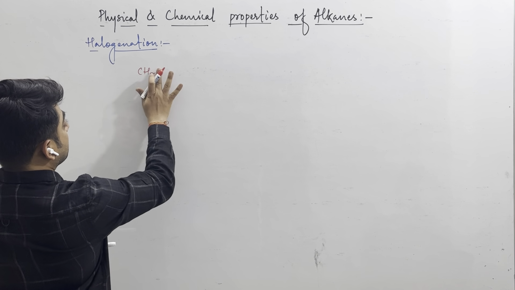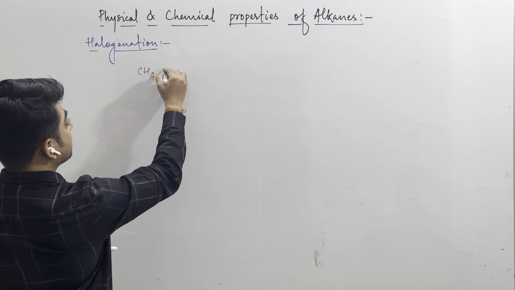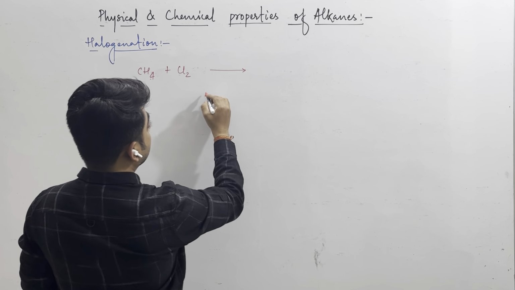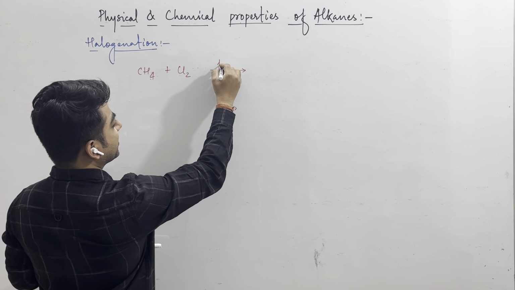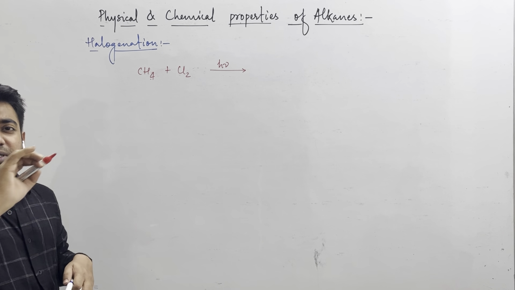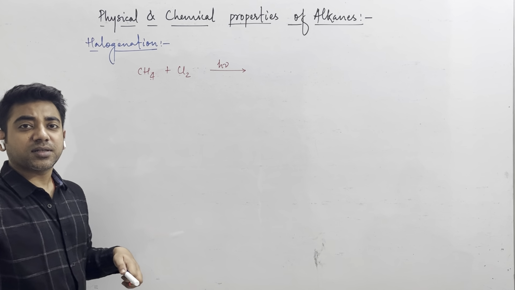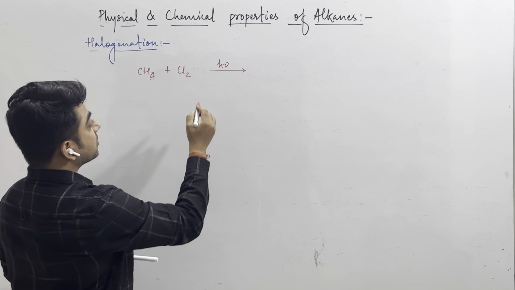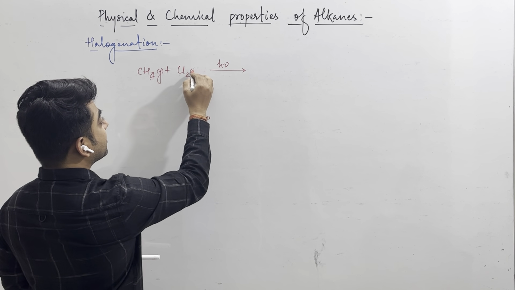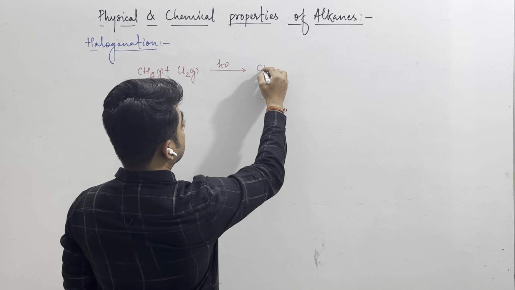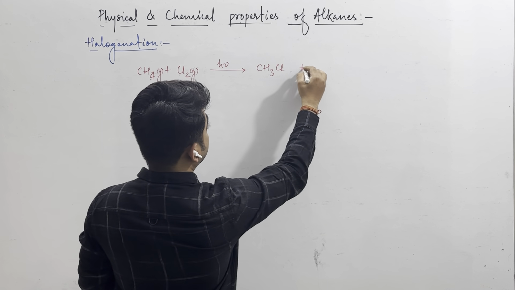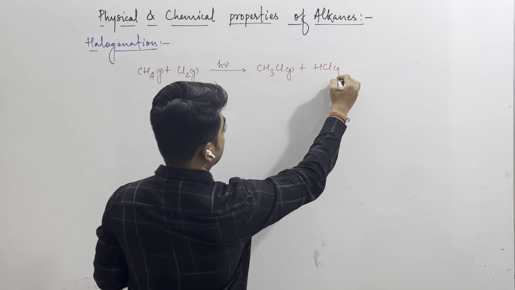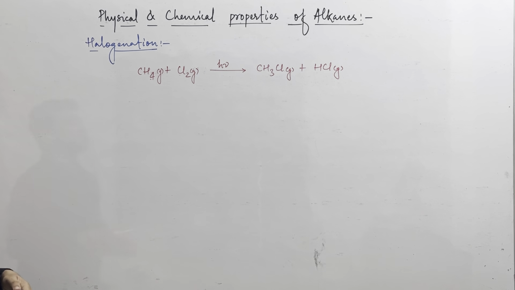Methane on reaction with chlorine in presence of sunlight. For sunlight you can write h nu, the basic concept: energy of sunlight or energy of electromagnetic radiation written as h nu, and these are in the gaseous state. You will get methyl chloride and hydrogen chloride gas.